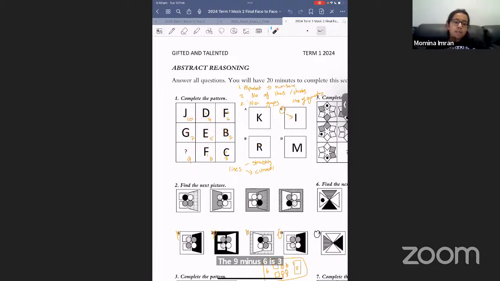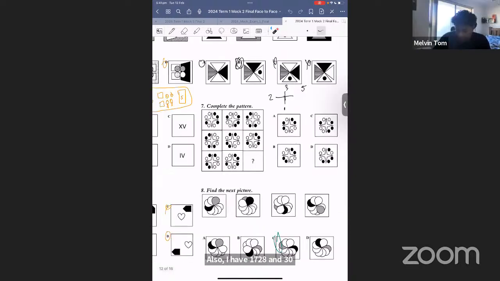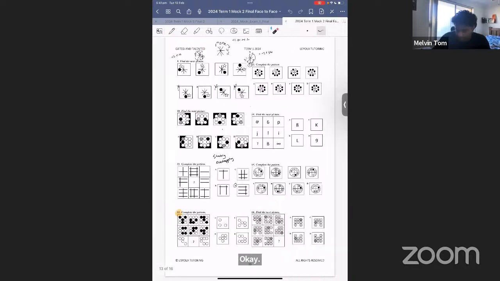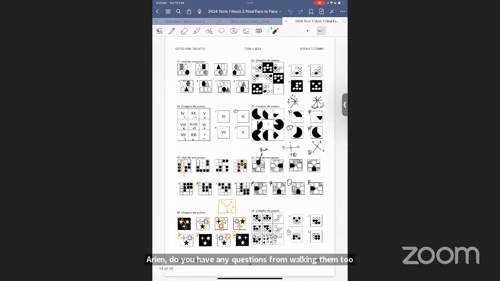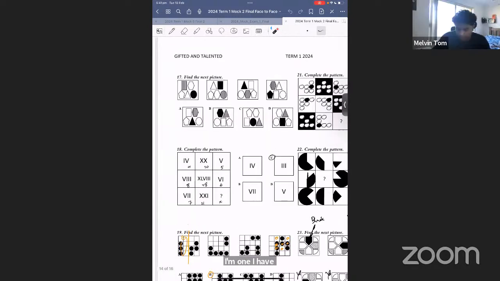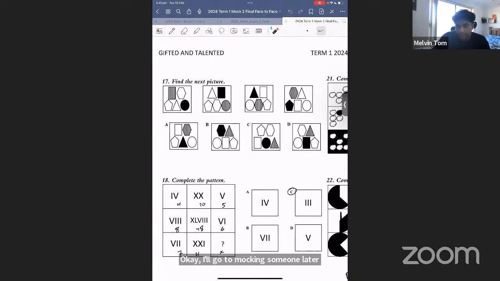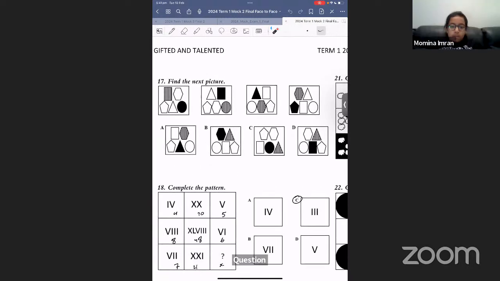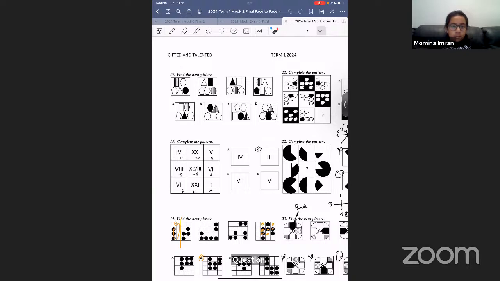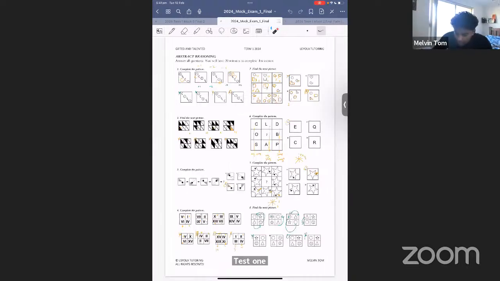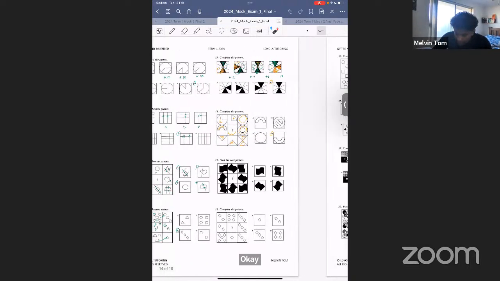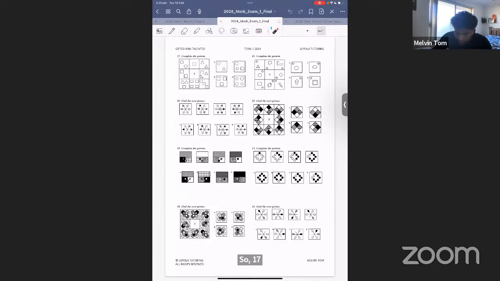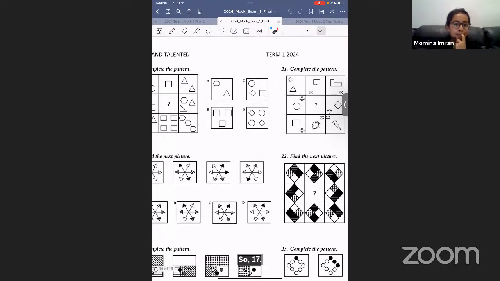Also, I have 17, 28, and 30. Okay. While we're on this page, sorry, Aryan, do you have any questions from mock exam 2? For mock exam 1, I have. Okay, I'll go to mock exam 1 later. So 17, this one, Momina. Test 1, question 17. Yeah. This one, right? Yeah. All right.